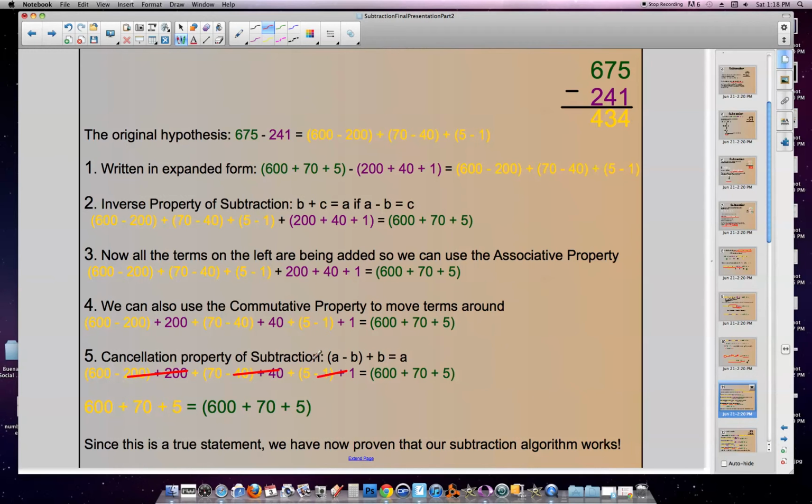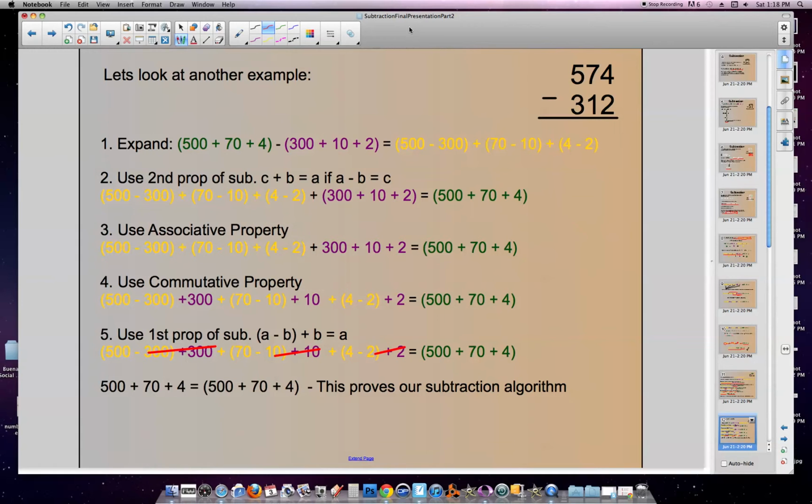To put that all together, we expanded, we used the inverse property, we used the associative property to get rid of parentheses, and the commutative property to rearrange our terms. Then we used the cancellation property to get us back to these two things, which are clearly equal.